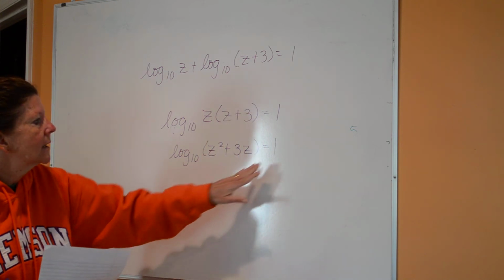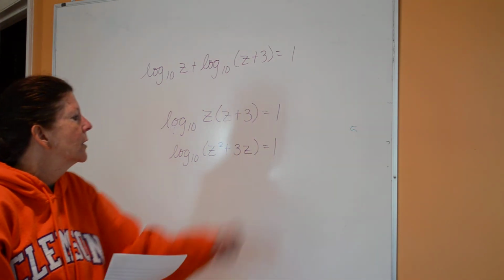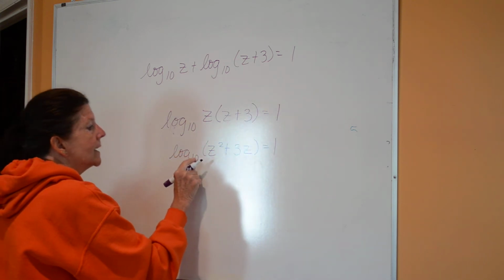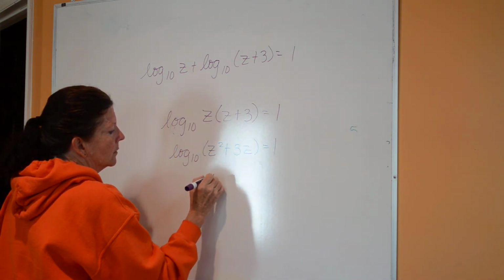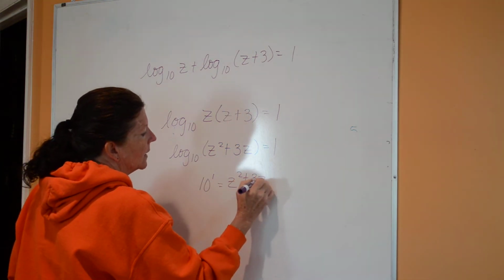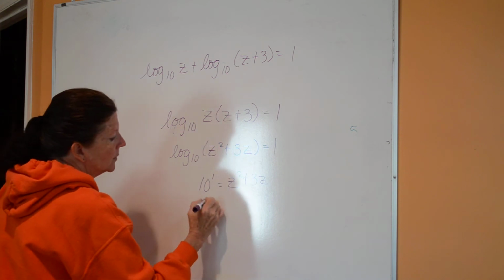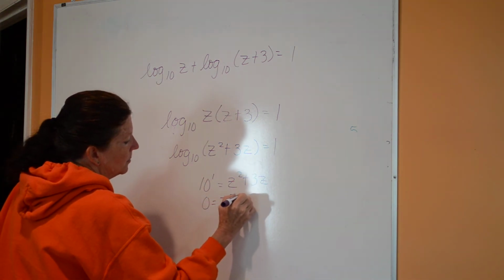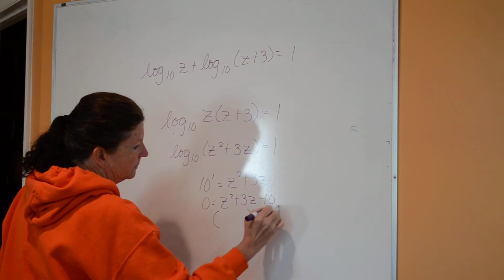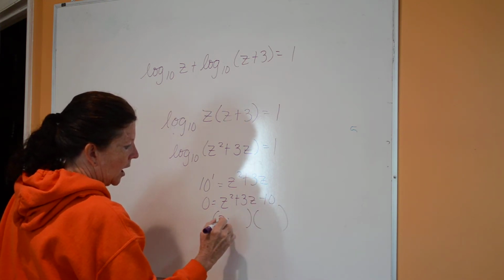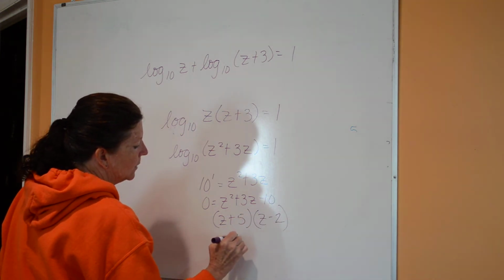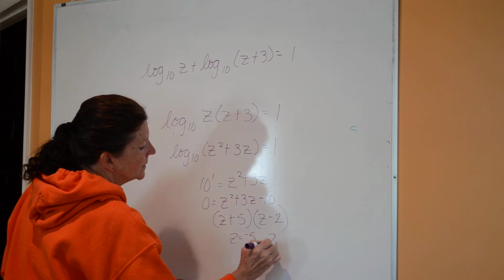Well, I can't cancel out the logarithm because I don't have a logarithm on that side. So I have to write this in exponential form. 10 to the first power is equal to z squared plus 3z. Now I'm going to bring the 10 over. So I have z squared plus 3z minus 10. I'm going to factor z plus 5, z minus 2. So z is equal to negative 5 and z is equal to 2.